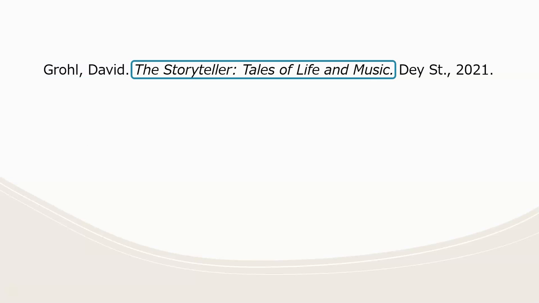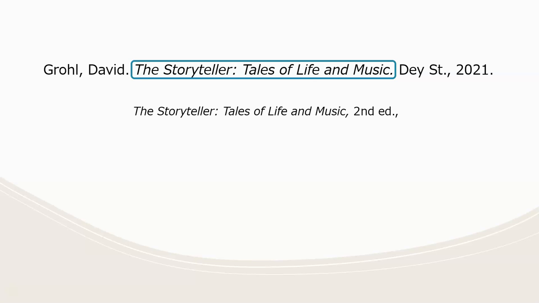Okay, so the reason we include the title of the book should be clear. It's the specific work by this author that we're citing. The title of the book should be formatted as it appears on the book's title page, same spelling, same capitalization, etc., followed by a period.